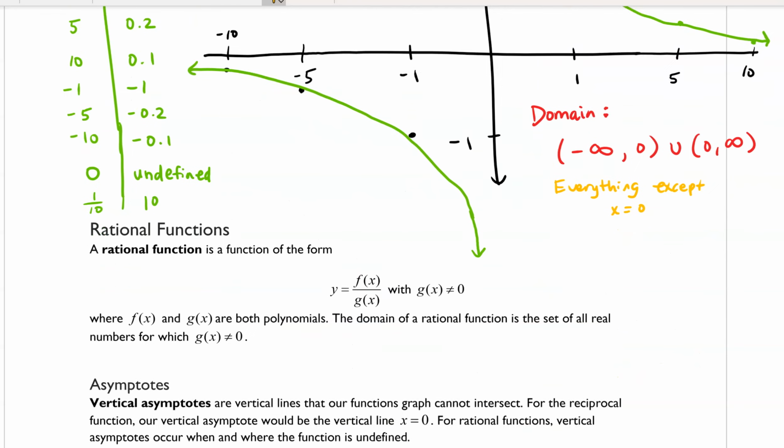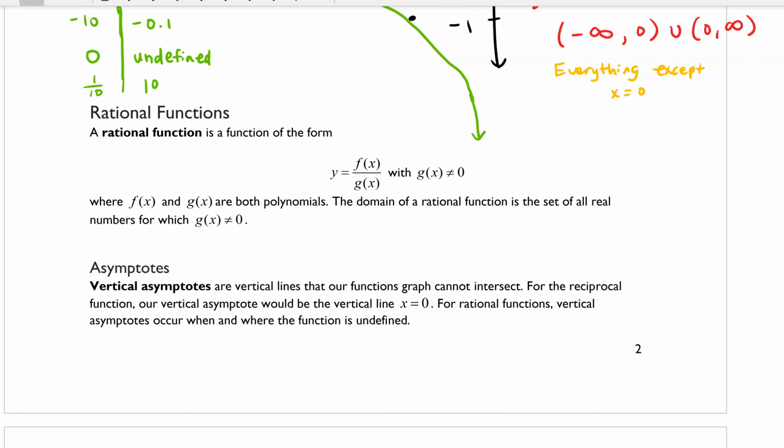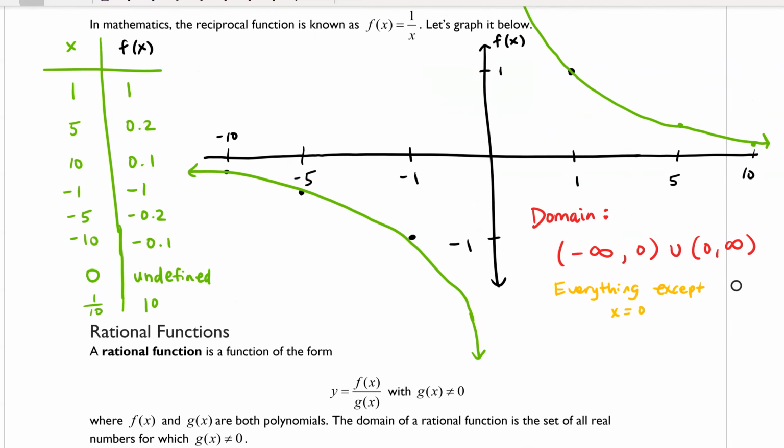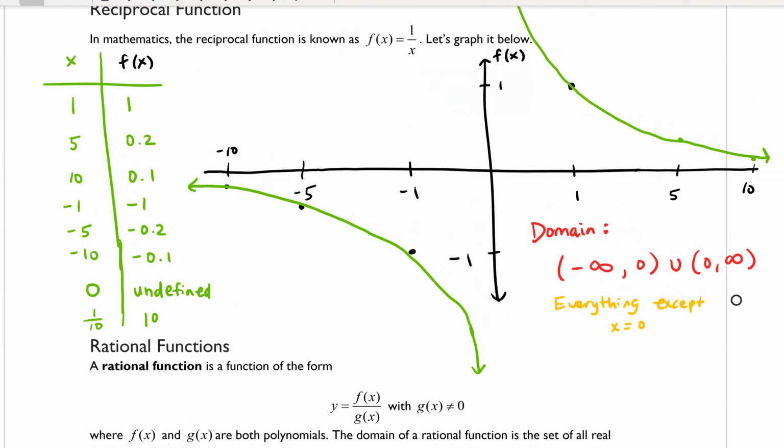Okay, so let's come back down here. There are these things called asymptotes, and vertical asymptotes are vertical lines that our function's graph cannot intersect or cross. For the reciprocal function, our vertical asymptote would be the vertical line x equals 0. For rational functions, vertical asymptotes occur when and where the function is undefined. So you'll often find when I am drawing vertical asymptotes, I use a dashed line to represent an asymptote.